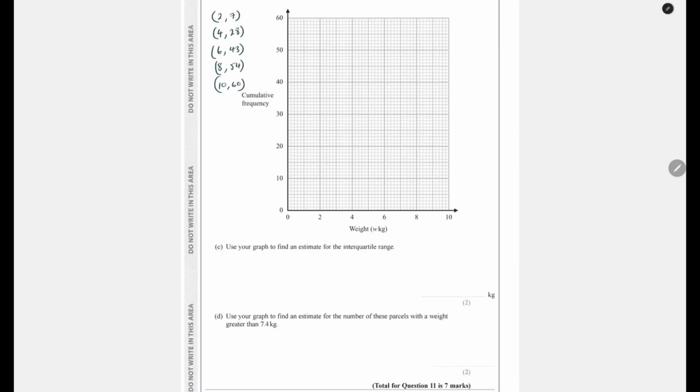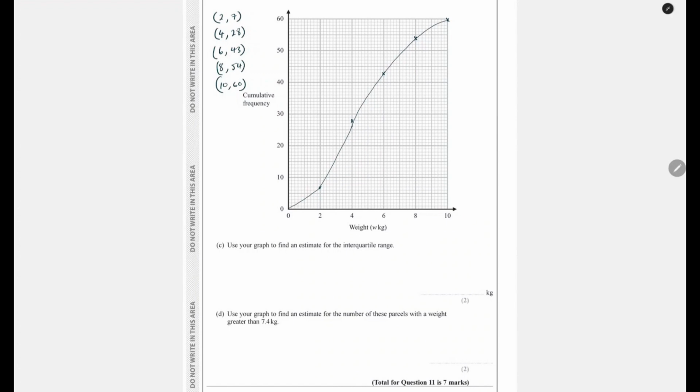All we need to do now is plot these points. So 2, 7 is going to be here. 4, 28 is going to be here. 6, 43 is there. 8, 54, and then 10 and 60. And if we join these dots up, we should have something that looks like this.